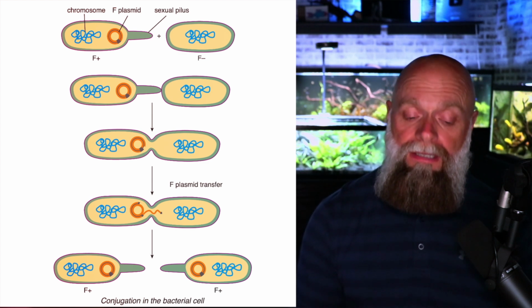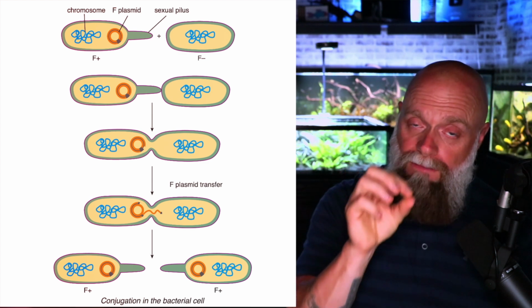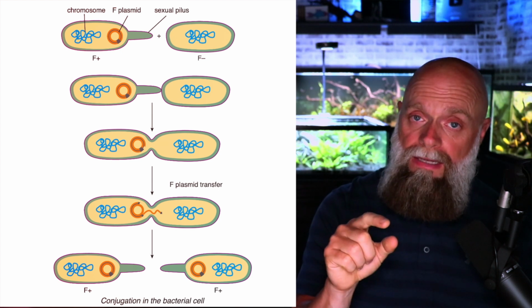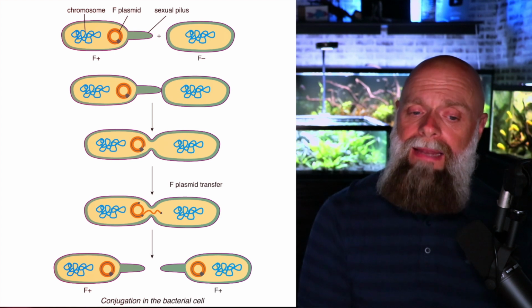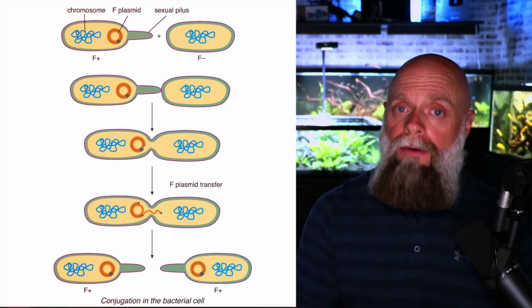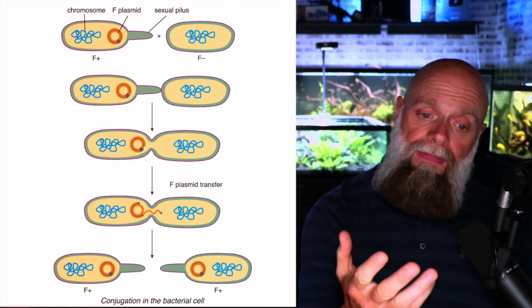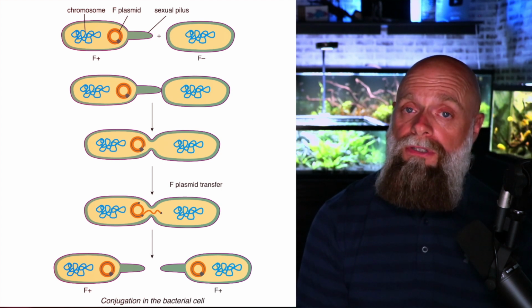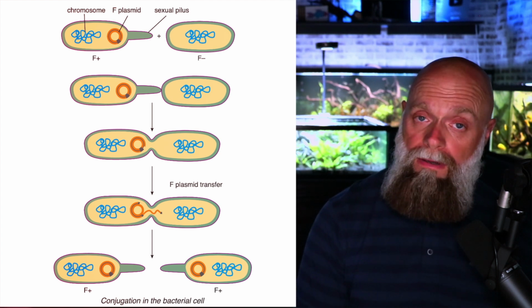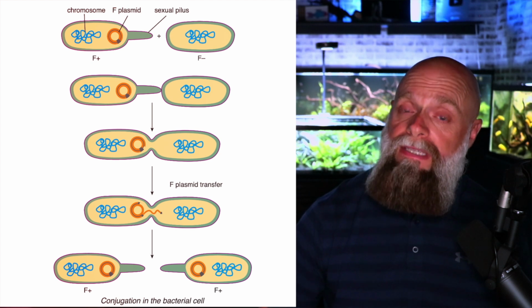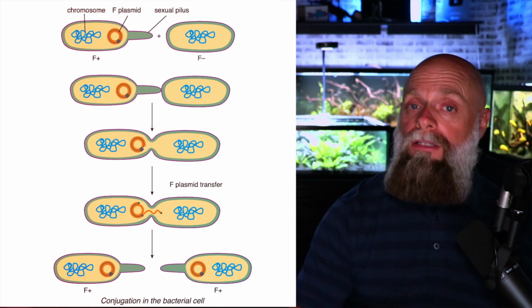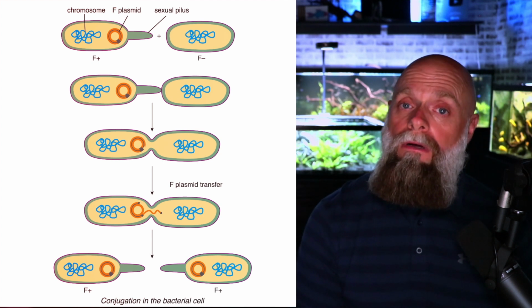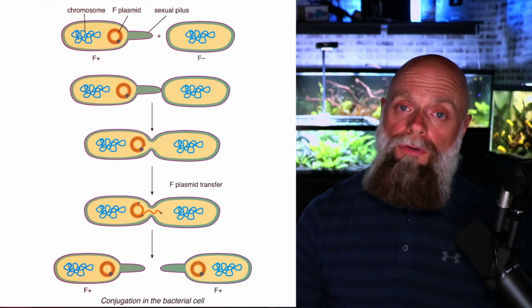What's happening is the donor cell on the left is making a copy of one of the strands of the DNA, transferring it to the recipient on the right-hand side, and the recipient will make the other complementary copy of that plasmid. In the end, what's important to understand is now both my donor on the left and my recipient on the right are both F plus. Going back to earlier in the video, this is an example of horizontal gene transfer.